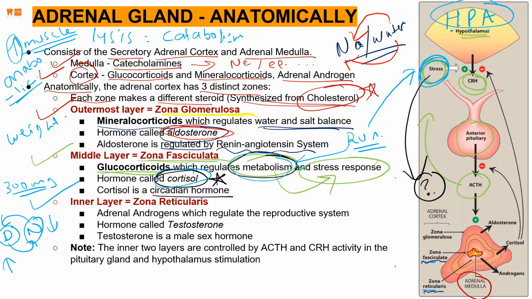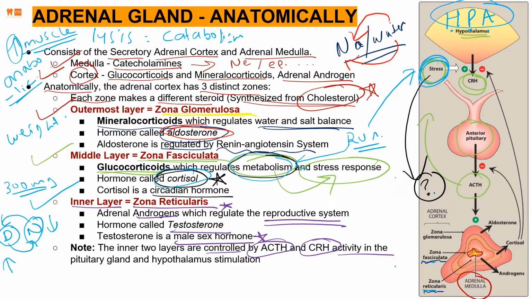Okay, lastly, inner layer, zona reticularis. Adrenal androgens which regulate the reproductive system. Of course, androgens are sex hormones such as testosterone. Testosterone is a male sex hormone. The inner two layers are controlled by ACTH and CRH activity.